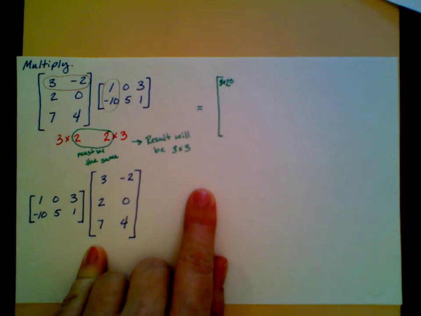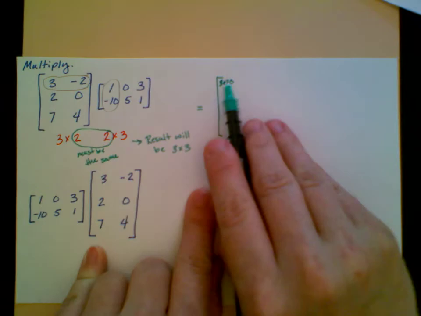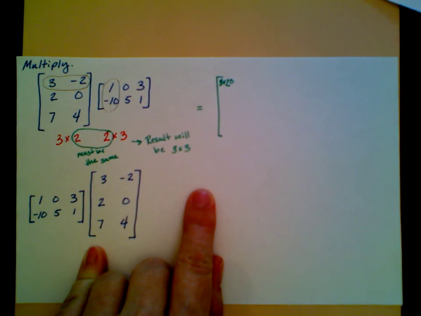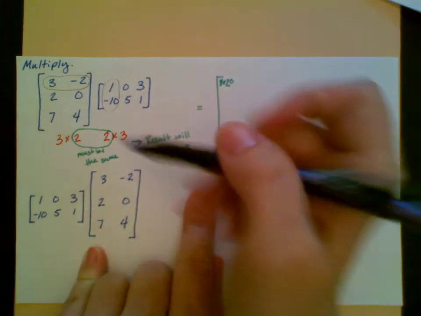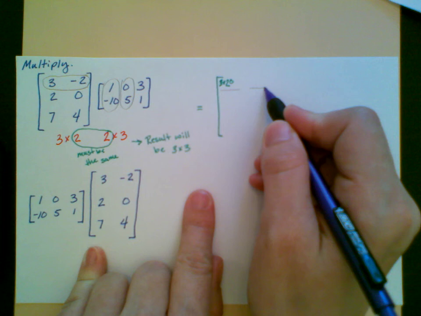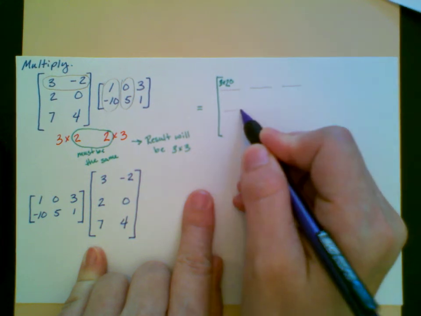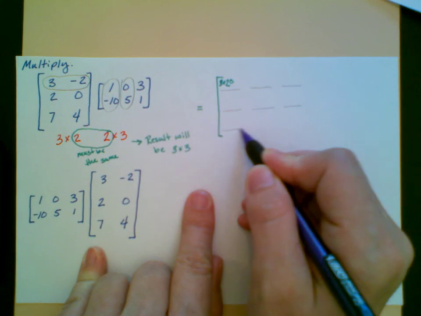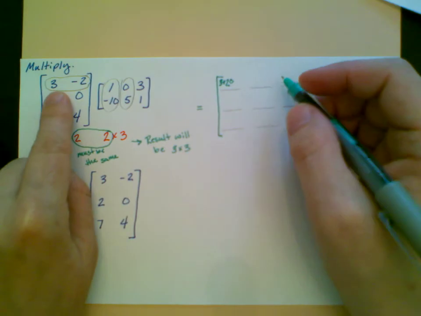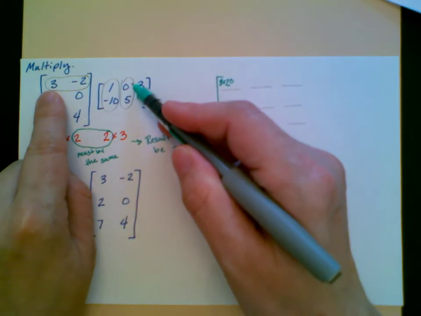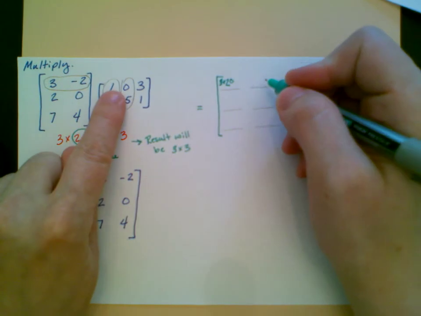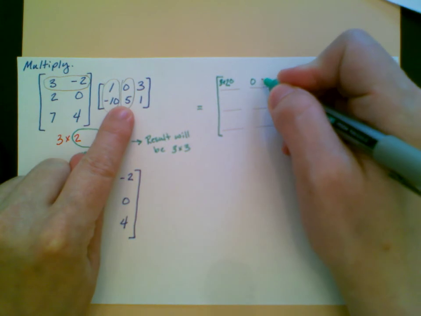Now, for the second position, whoops, I'm in row 1, column 2. So I want to multiply row 1 times column 2. And maybe I'll draw some blanks here to help me with my organizing. It's a 3 by 3, so I know there's going to be 3 rows and 3 columns. So I have 3 times 0 plus -2 times 5. So 3 times 0 is 0. -2 times 5 is -10.